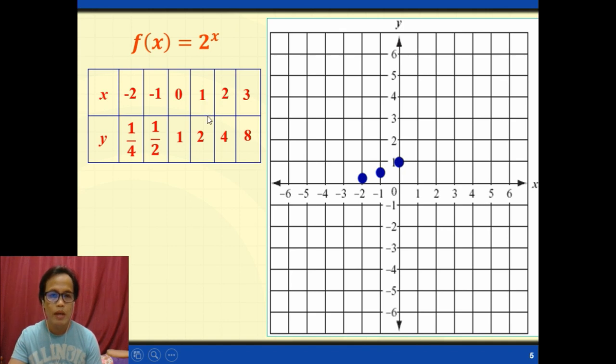Sunod, 1 and 2. We have here 1 and this is 2. We have this point here. Next, 2 and 4. This is 4, this is 2, so 2 and 4, this is our point. Then last, 3 and 8. So we have here 3 and 8. Ato na lang i-approximate ang atong 8. Okay. Connect these points.